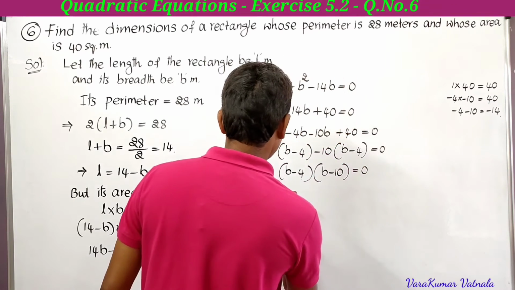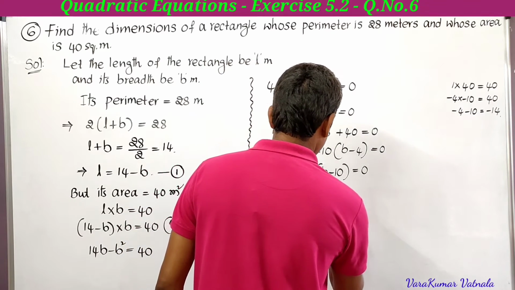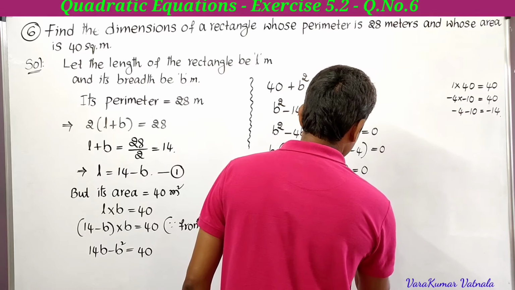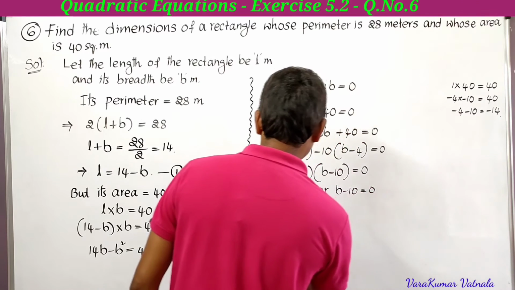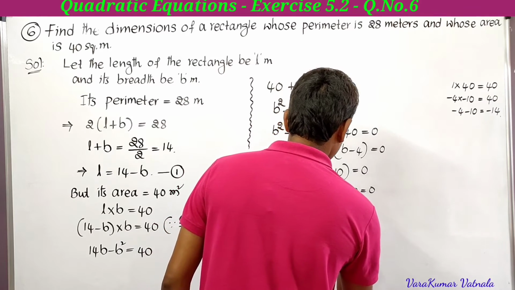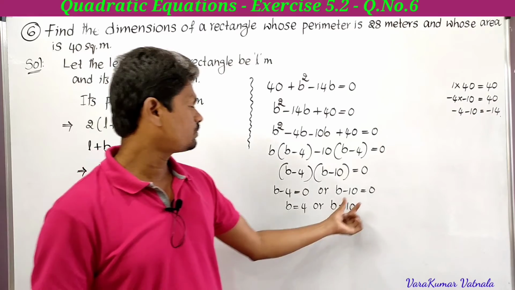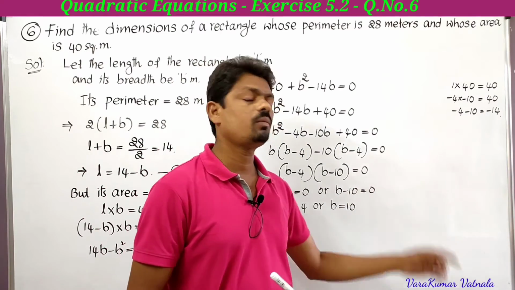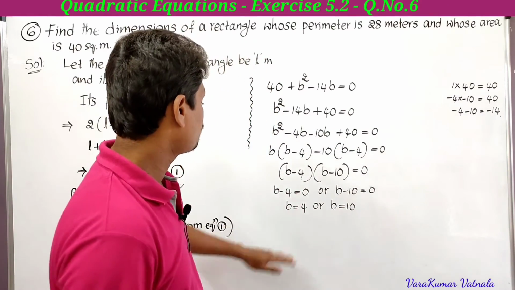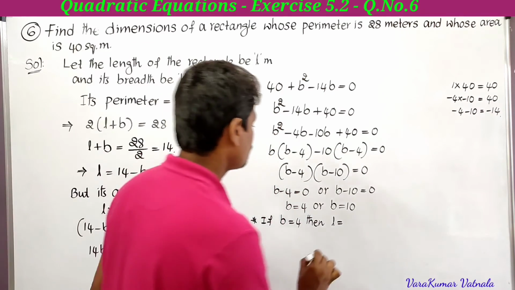So finally we get B minus 4 equal to 0, or B minus 10 equal to 0. Take minus 4 to the right side, it becomes plus 4. Take minus 10 to the right side, it becomes plus 10. So we get B is equal to 4, or B is equal to 10. So if B equal to 4, L is equal to 14 minus B.